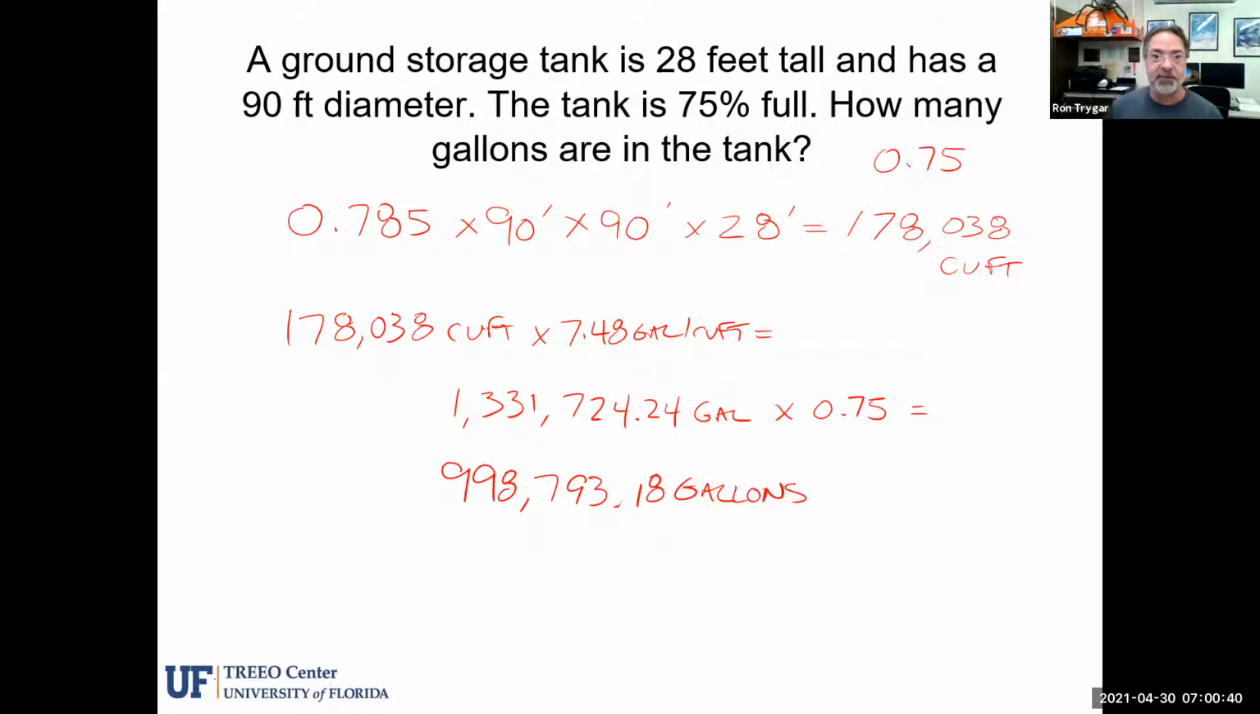Because it's 75% full, 998,793.18 gallons are in the tank at 75% full. And there's our answer to this question. All right, let's move on to the next concept.